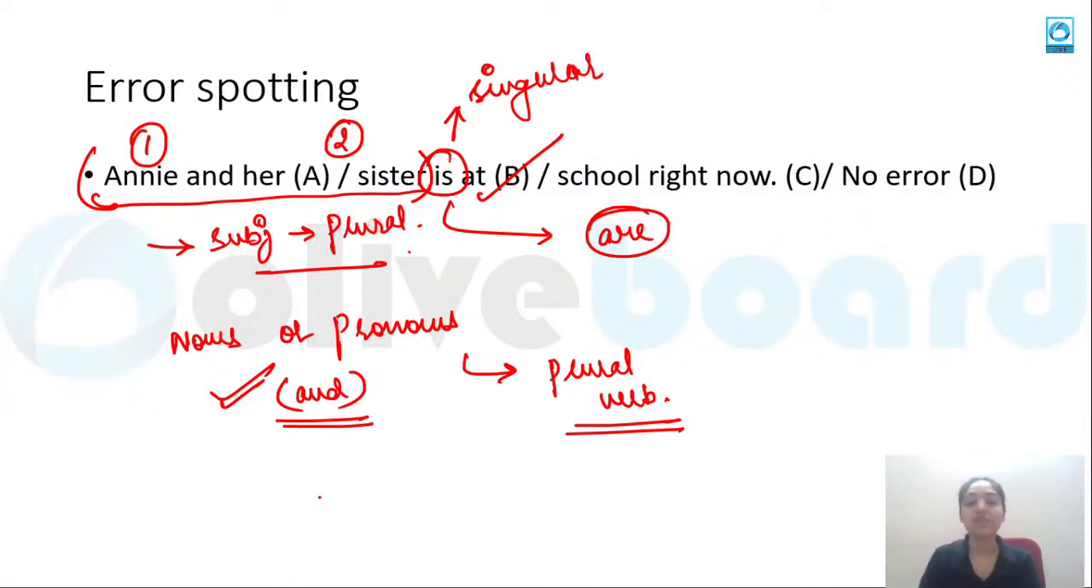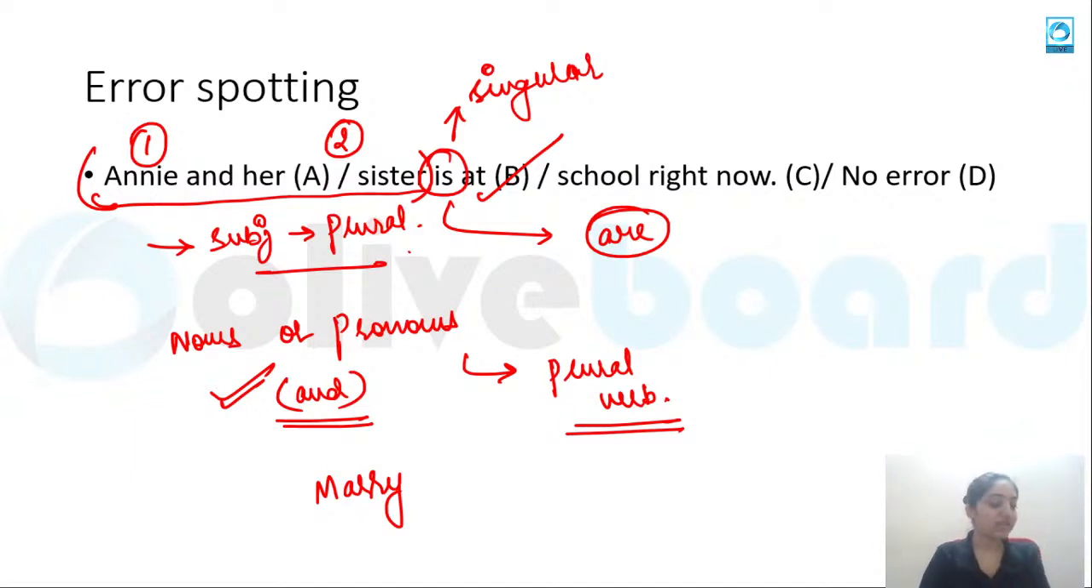Maybe the name of her sister is Mary. So we are talking about two people. Two people are at school right now. One single person is not at school. Two people are at school. Annie is at school and Mary is at school. So both Annie and Mary are at school. We are talking about two people. So that is why we are going to use a plural verb.